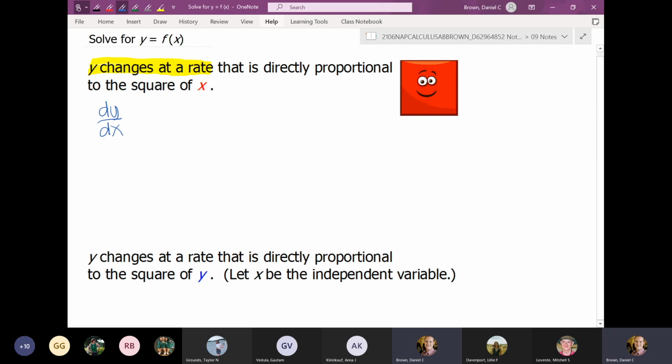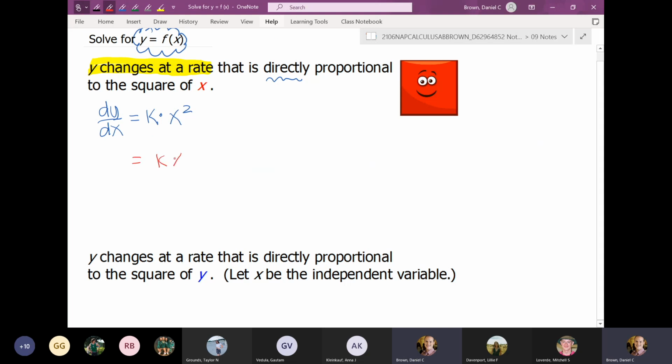Y changes at a rate that is directly proportional. So we're going to have some direct multiplication to the square of x. So that's just going to be kx squared. So that is my differential equation. We do want to solve it for y equals f of x. How do we solve it? We want to separate the variables.